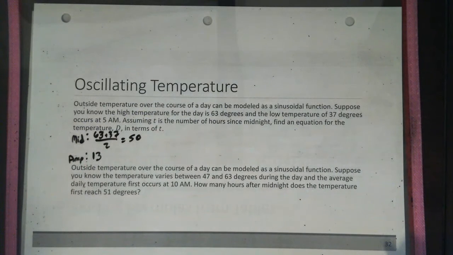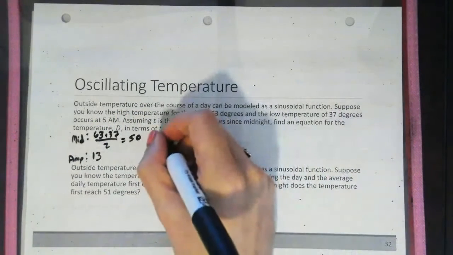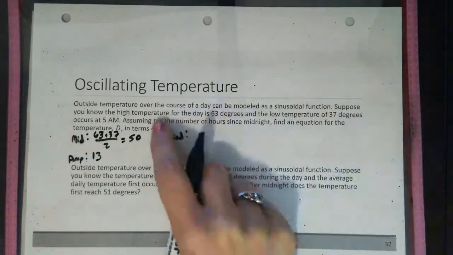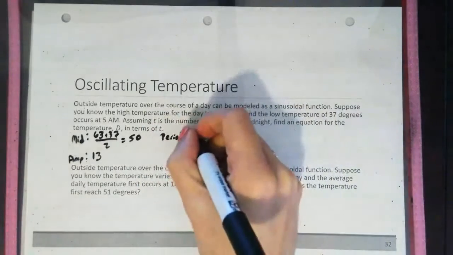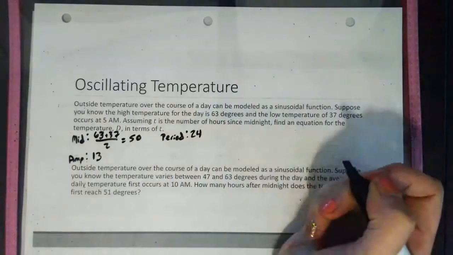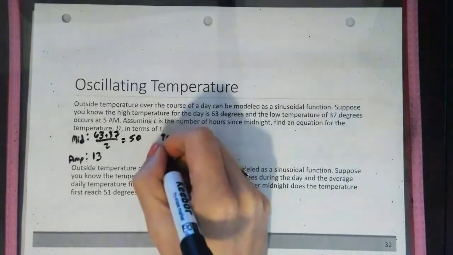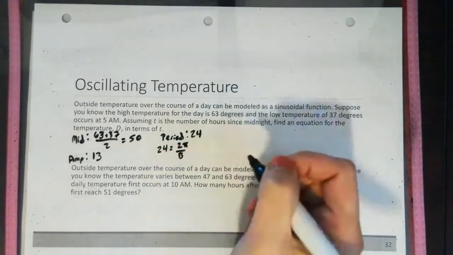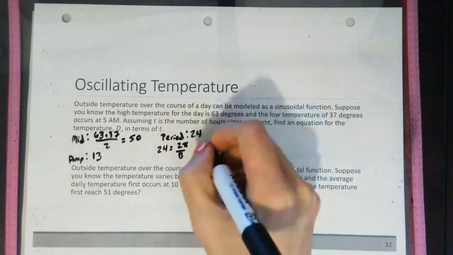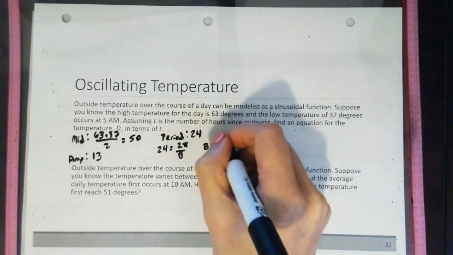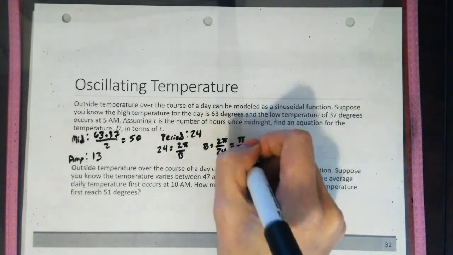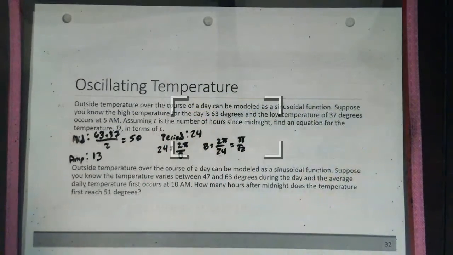We're saying that the temperature over the course of a day can be modeled as a sinusoidal function. So we're going to take our period to be a full day. We're measuring T in hours, so that'll be 24. So I need to find my B value. Our period 24 is equal to 2 pi over B. Multiplying by B and dividing by 24, we get B equals 2 pi over 24, which reduces to pi over 12.